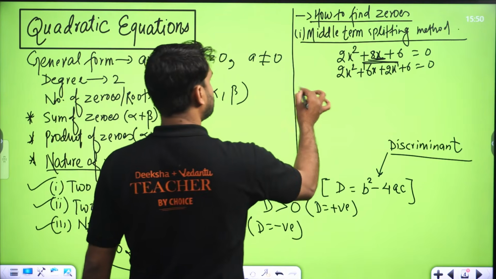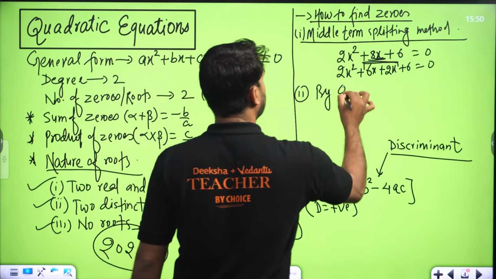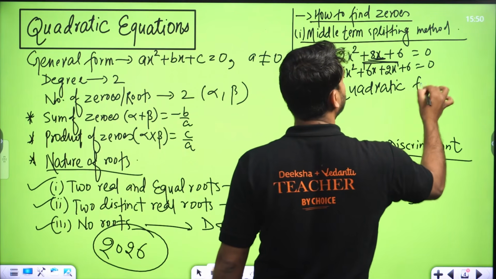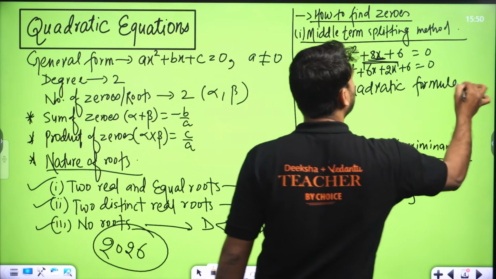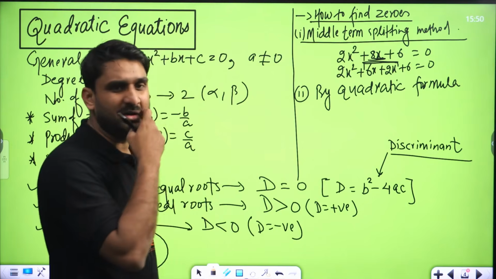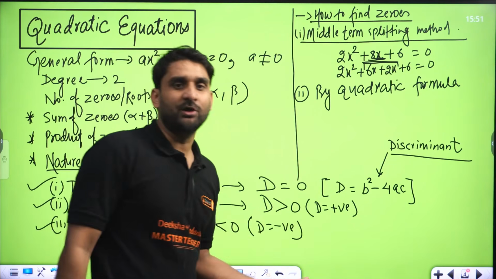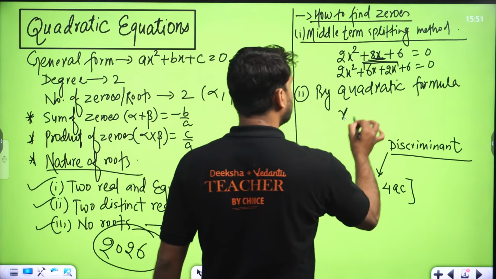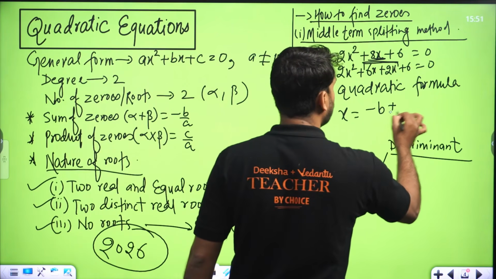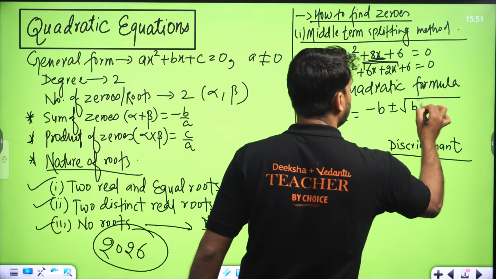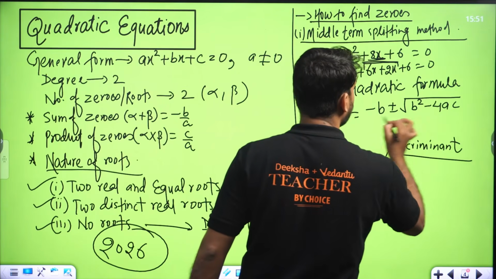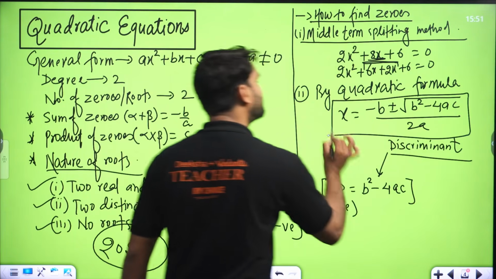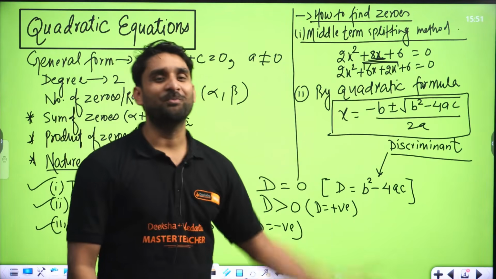Second is the quadratic formula, which is also called the Sridharacharya formula. This is a very magical formula. Basically it comes from the completing square method. This is not that video, this is a short video for your revision, that's why I'm giving you the direct formula. So by using this formula, x equals minus b plus minus under root b square minus 4ac, divided by 2a. Yes my dear, when every door is closed, this formula opens.